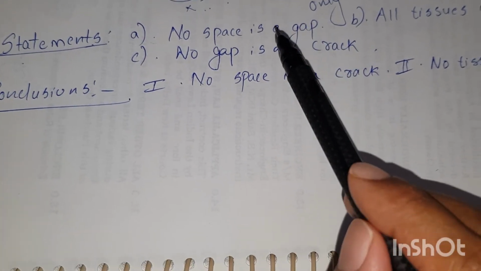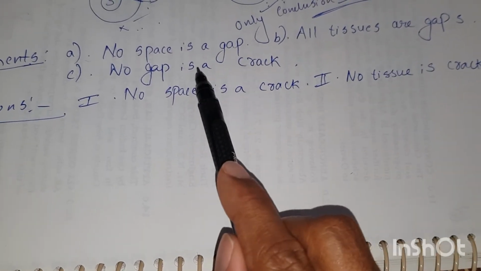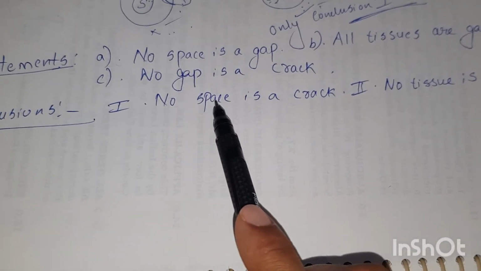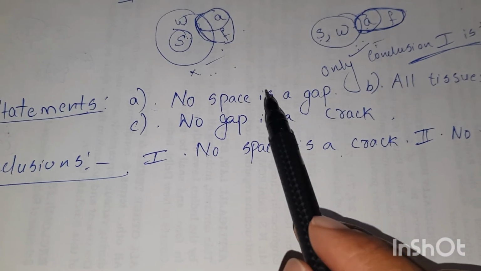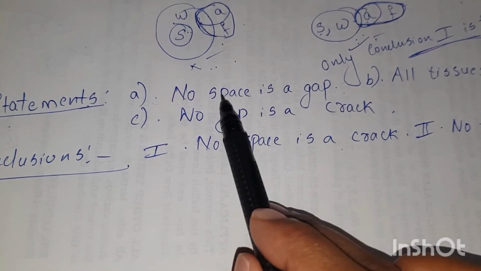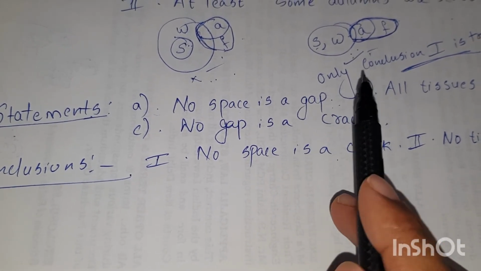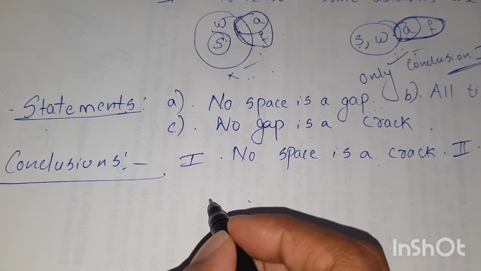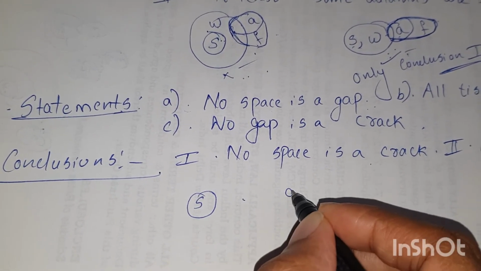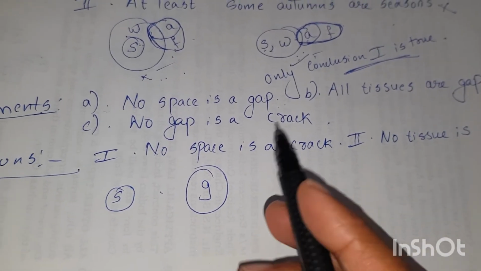Going to the fourth question. Statements: no space is a gap, all tissues are gaps, no gap is a crack. Conclusions: no space is a crack, no tissue is a crack. So no space is a gap, no X is Y type, right? So universal negative, and there is only one possibility for that, which is no space is a gap. Okay.